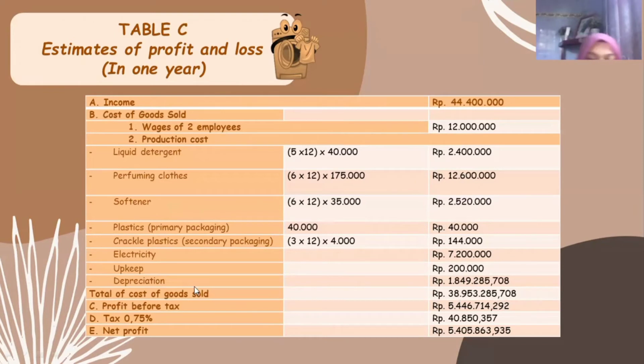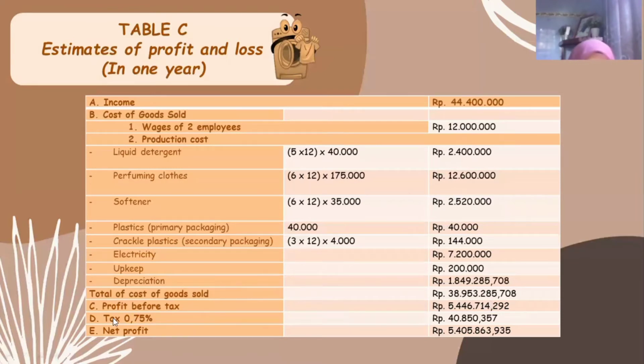19,953,285,708. And we have the profit before tax is 5,446,714,292, gotten from the income minus the total of cost of goods sold.